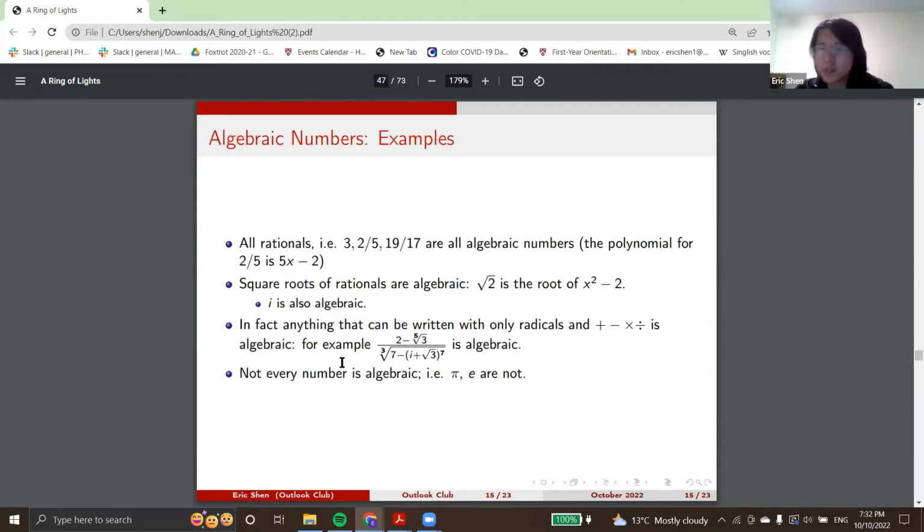However, not every number is algebraic. In fact, the vast majority of numbers aren't, in a set theory sense. I'm not going to get into most of these examples, but it turns out that pi and e are both not algebraic numbers. All of this is very, very hard to prove.